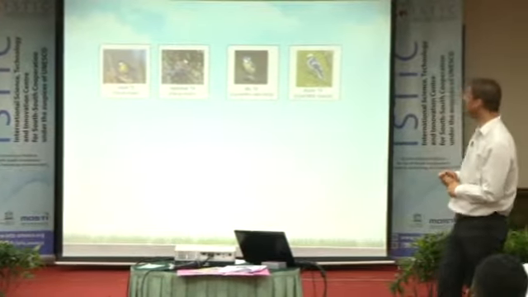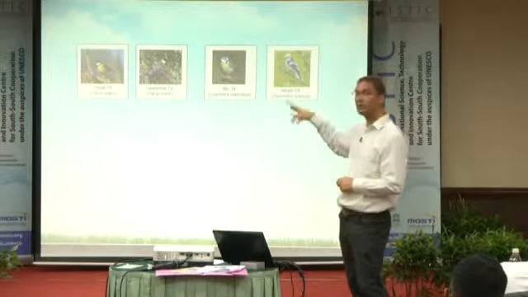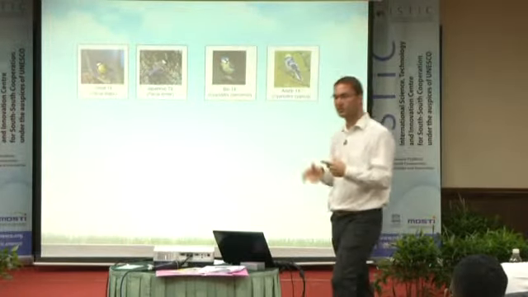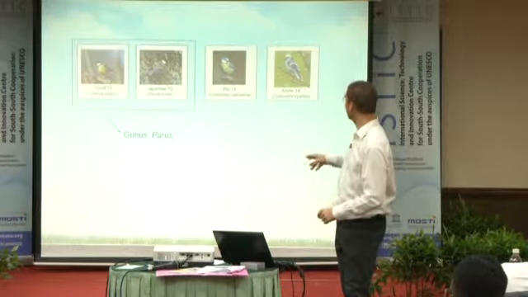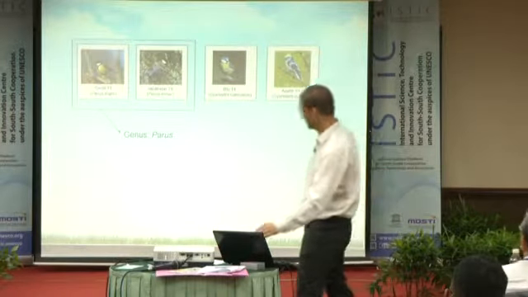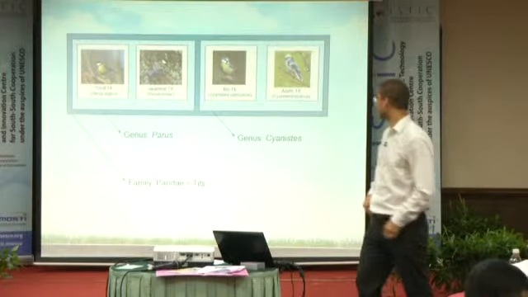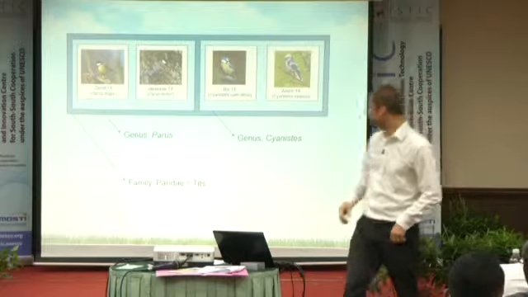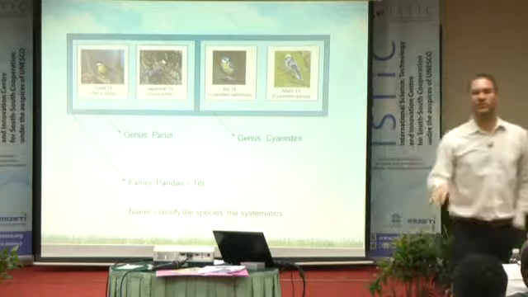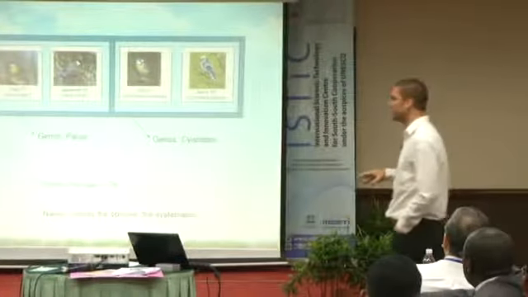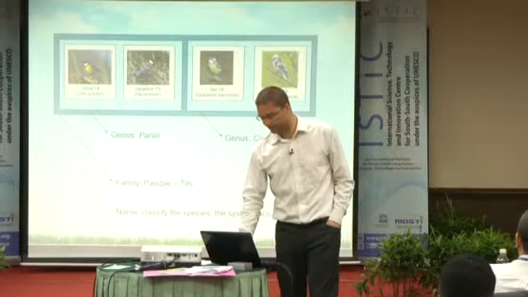Here we have four birds: Parus major, Parus minor. So two different species, but in the same genus, the genus Parus. And after that, two different species, but in the same genus Cyanistes. Family Paridae. So when we do a classification, we always have to name, and this is called systematics in science.